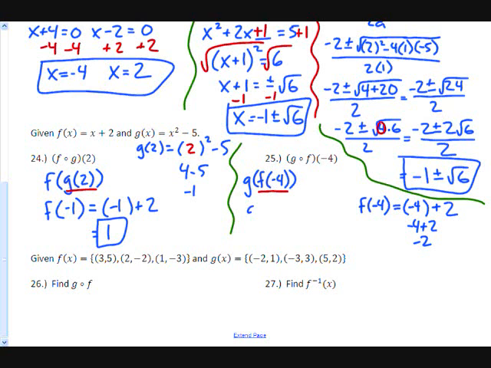So now I have g of negative 2. Well, g of x was x squared minus 5, but instead of an x, I'm going to plug in a negative 2. So I've got 4 minus 5, which is a negative 1. So g of f of negative 4 is actually equal to a negative 1. Okay?